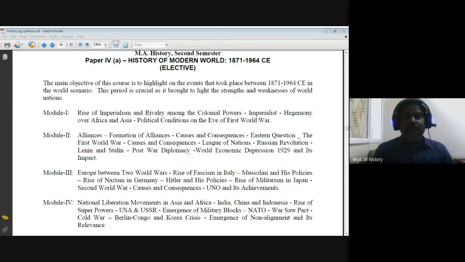And after that, we'll go with module 3. In module 3, we'll see about Europe between two world wars. The First World War ended in 1918, and the Second World War started in 1939. In between these 20 years, a number of changes took place in the world. How was the status of European nations between these two world wars, we'll see. Okay, so after the First World War.